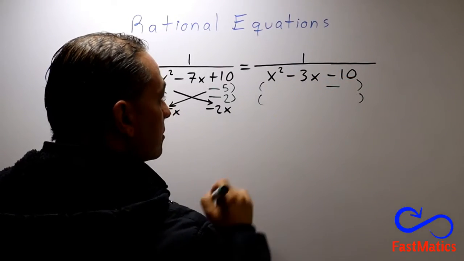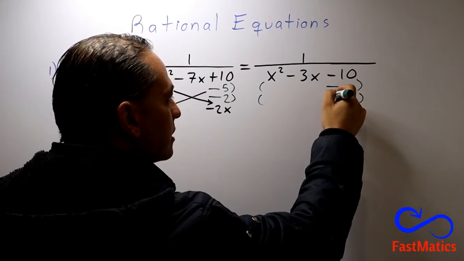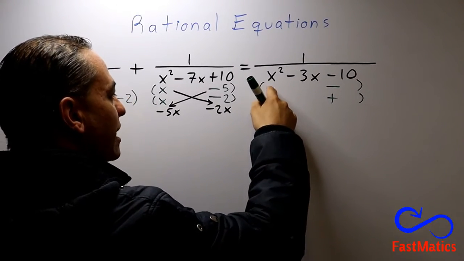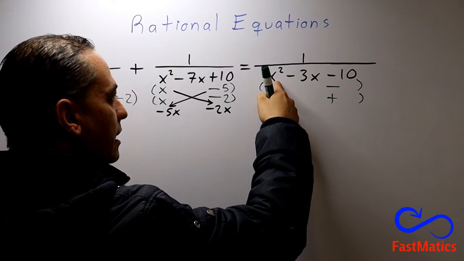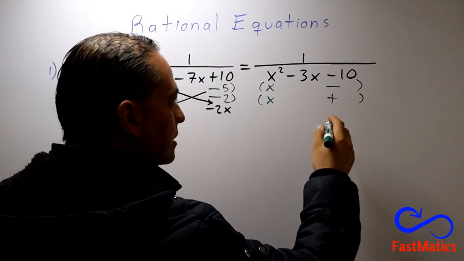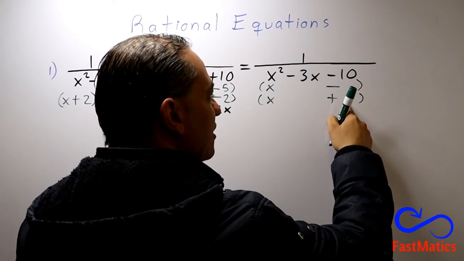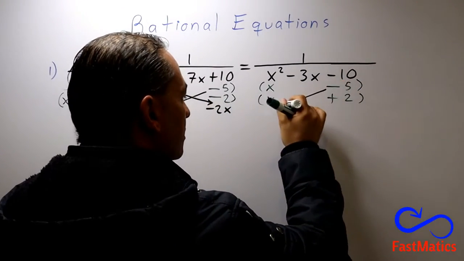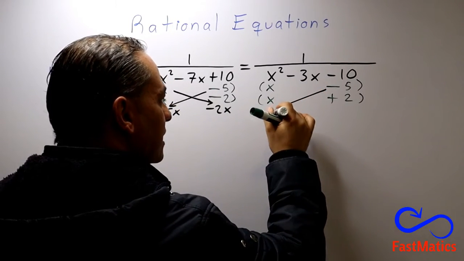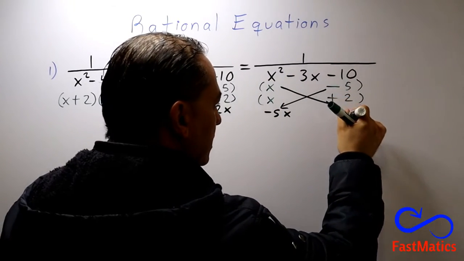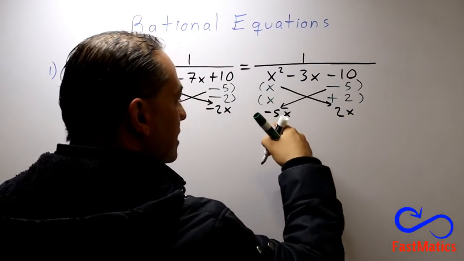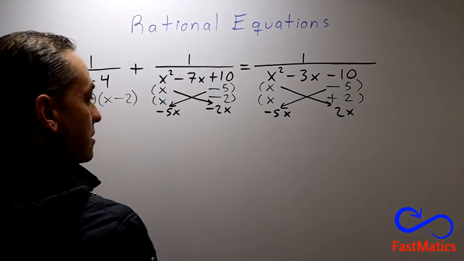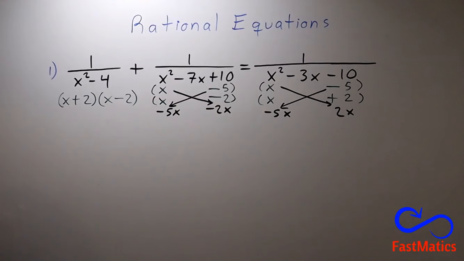Writing the first sign here and the multiplication of both signs, negative times negative, positive. Now, something that multiplied by something gives us x squared, x times x. Numbers that multiplied give us 10, 5 times 2. Let's verify the multiplication. Negative 5 times x, negative 5x. X times plus 2, 2x. Negative 5x plus 2x is negative 3x? Yes. So we are ready to start.